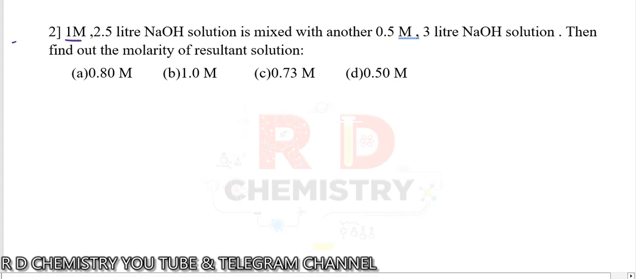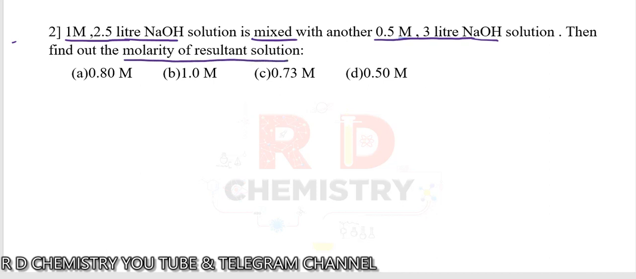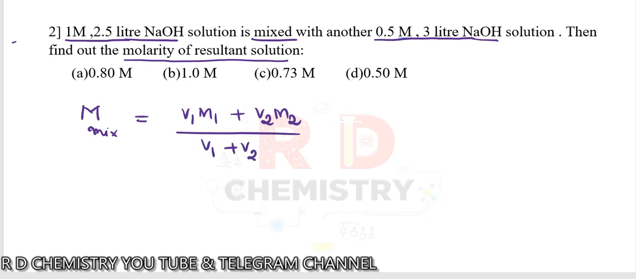Question number 2. 1 molar 2.5 liter of sodium hydroxide is mixed with 0.5 molar 3 liter sodium hydroxide. Then find out the molarity of the resulting solution. They are mixing two sodium hydroxide solutions. They will find out the molarity of the final solution. So therefore, molarity of the final solution mixture, we have the formula here. Remember, V1 M1 plus V2 M2 divided by the total volume V1 plus V2.